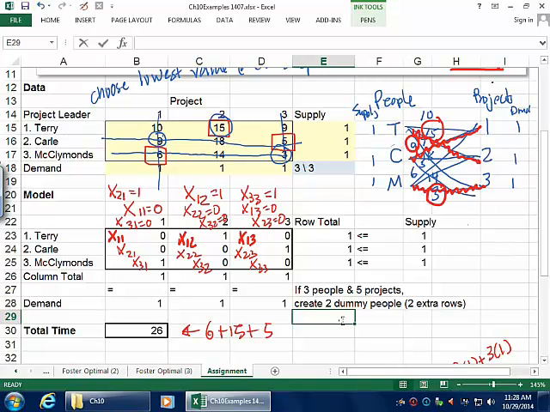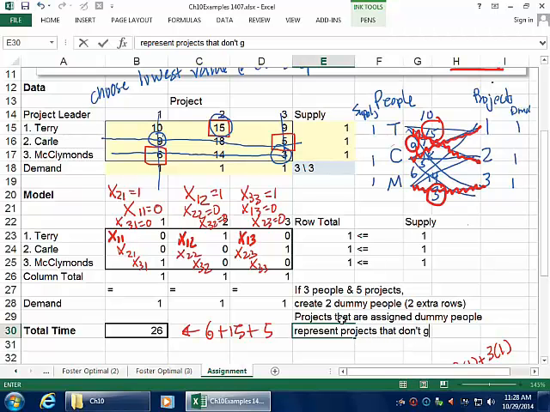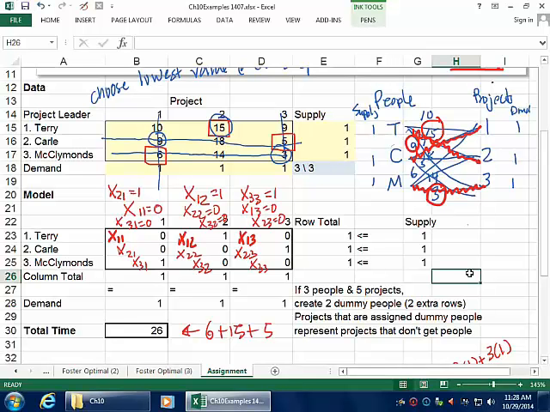So the projects that are assigned dummy people represent projects that don't get people to work on them. And again, it has to be like one, so only one project could be assigned to one person.